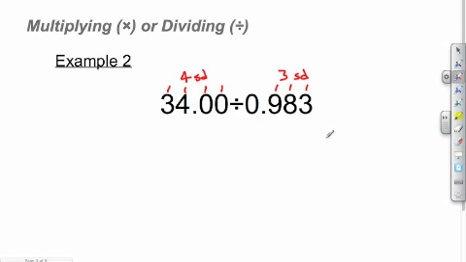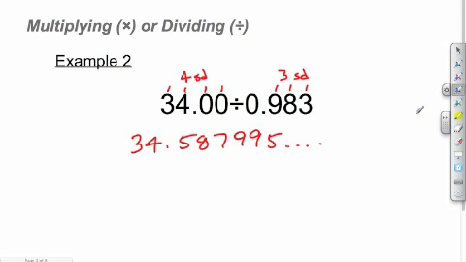So when I punch this into my calculator, 34.00 divided by 0.983, I get an answer from the calculator of 34.58799, and then a bunch of other numbers as well. Remember, this answer needs to be rounded to the value that had the fewest significant digits in my calculation. That would be 3 significant digits from the 0.983. So when I round this, I'm going to look at my first 3 significant digits. That's the 3, the 4, and the 5. This 8 is going to round that 5 up to 6.